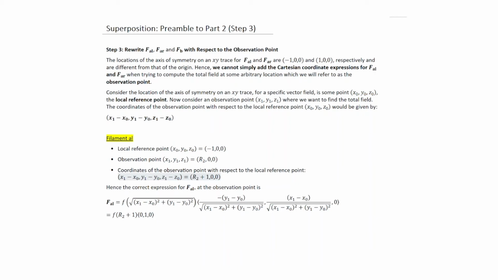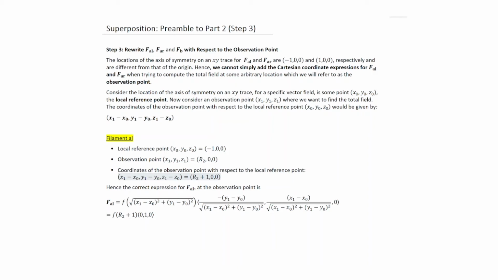So here again, it's just summarizing what was on the previous slide. Consider the location of the axis of symmetry on an xy trace for a specific vector field is some point x0, y0, z0, which we call our local reference point. Now consider an observation point x1, y1, z1, where we want to find the total field. In our case, that would be along the x-axis at position r2, 0, 0.